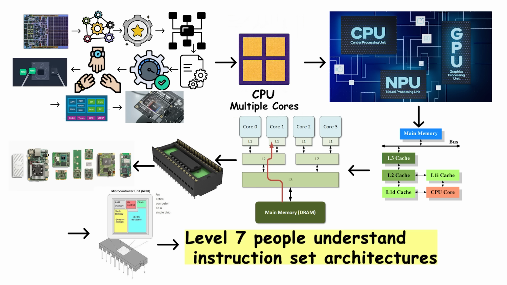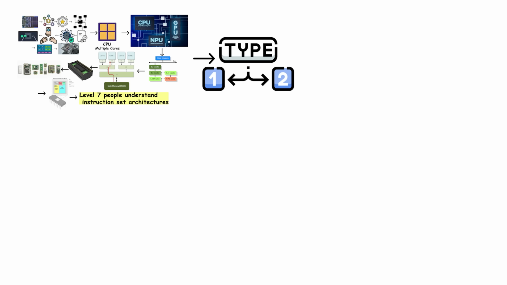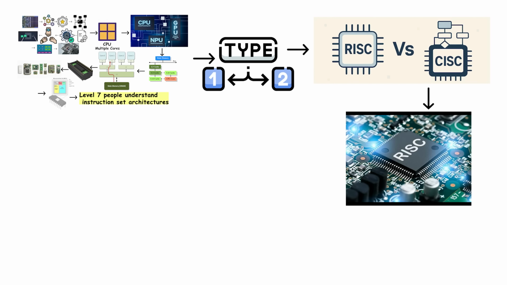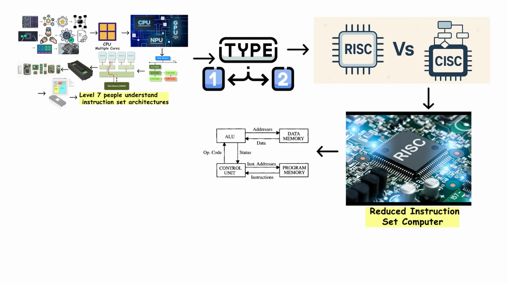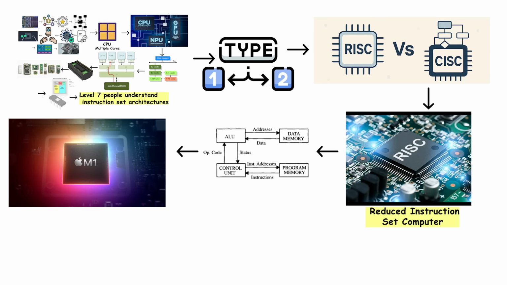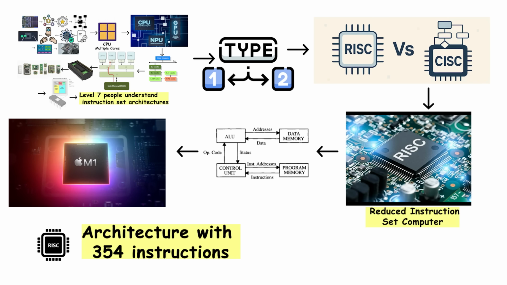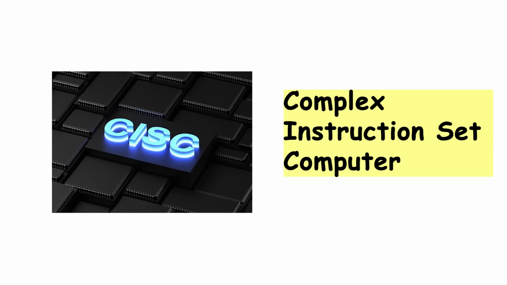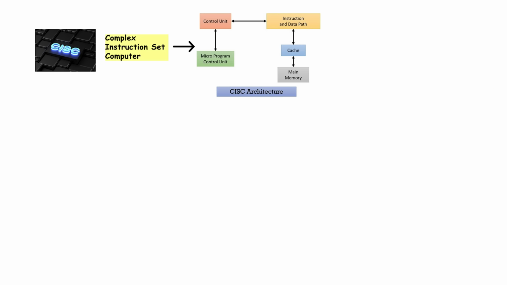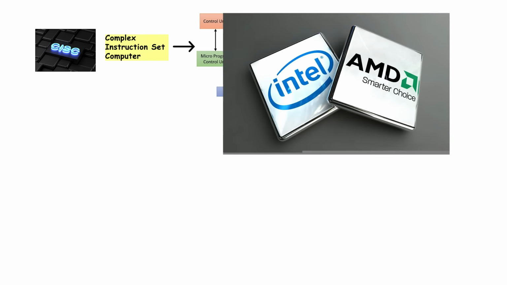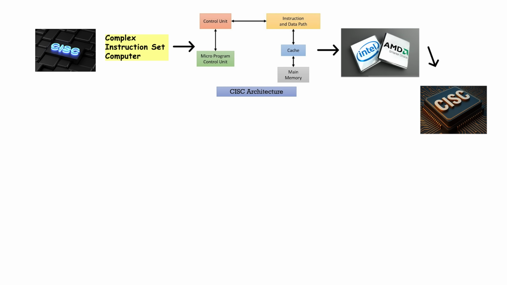Level 7 people understand instruction set architectures. There are 2 main types, RISC and CISC. RISC stands for Reduced Instruction Set Computer and uses simple instructions that execute quickly and consistently. ARM processors like the M1 use RISC architecture with 354 instructions. CISC stands for Complex Instruction Set Computer and packs more functionality into individual instructions. Intel and AMD processors use CISC with thousands of possible instructions.